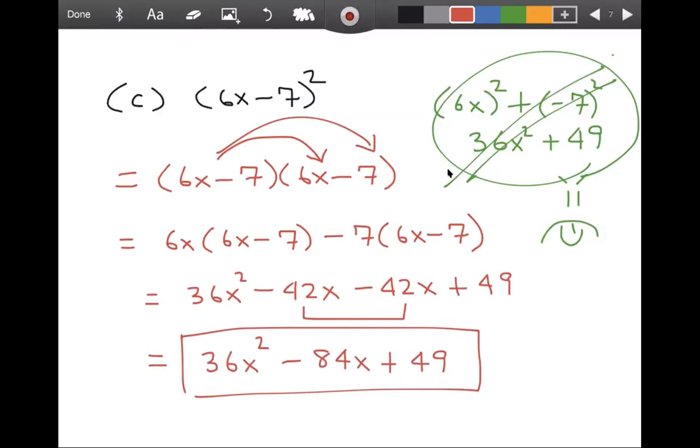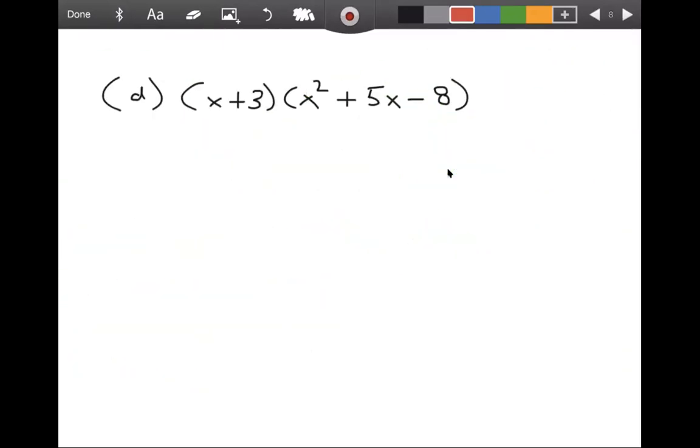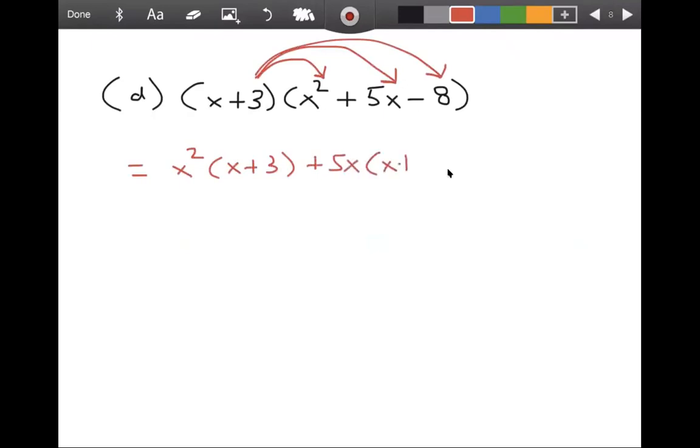All right, next example. Now we have a binomial and a trinomial. Well, it works the same way. Distribute the binomial. So that's going to give me a set of three things. It's going to start with x squared times x plus 3. And then 5x times x plus 3. And then minus 8 times x plus 3.